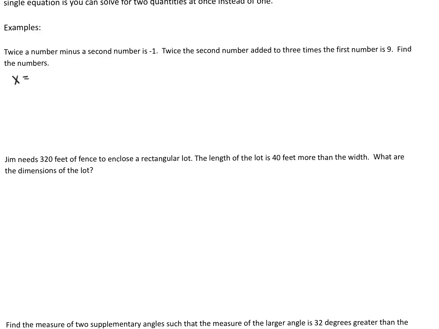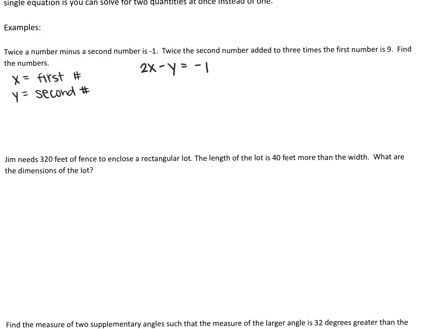So I'm going to let X be my first number and Y equal the second number. Defining your variables is really important because it helps you know what you're looking to solve for and helps you pick out the information from the problem that will give you your two equations. So in this instance, my first sentence is one of my equations. Twice a number minus a second number is -1. So twice my first number, 2x, minus my second number, y, equals -1.